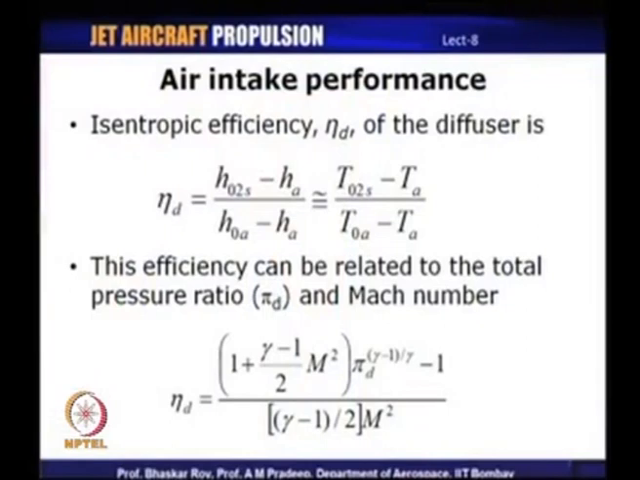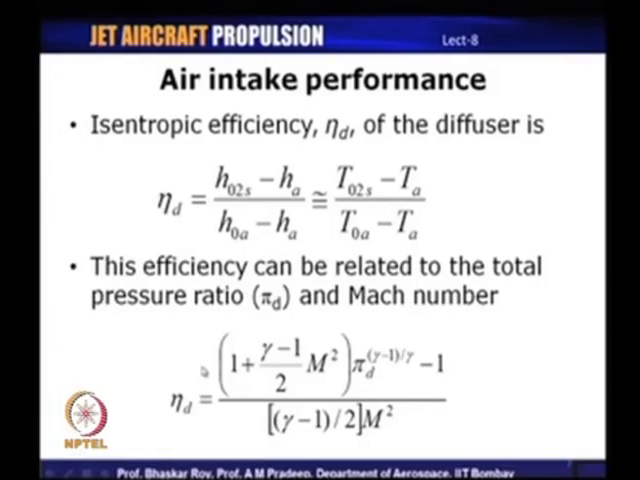So, the adiabatic efficiency of a diffuser is basically T0s minus Ta divided by T0a minus Ta. This can also be expressed in terms of the stagnation pressure ratios and so on. If we were to simplify this expression, we can relate the efficiency to the total pressure ratio, that is pi subscript d, and the Mach number. If you do a simple simplification of this, T0s divided by Ta can be expressed in terms of the corresponding pressure ratios, because it is isentropic.